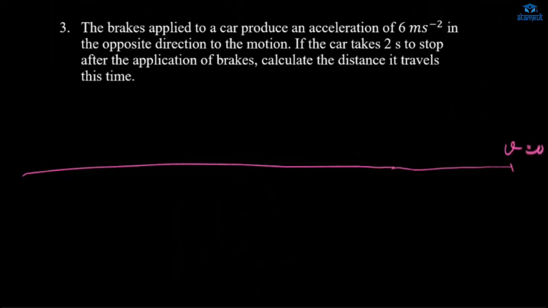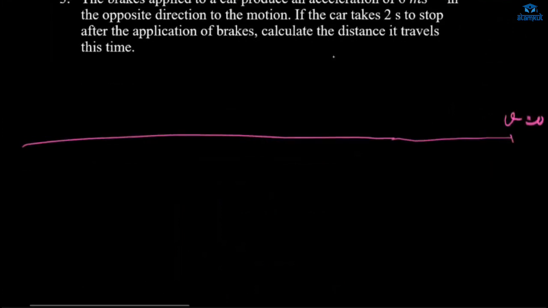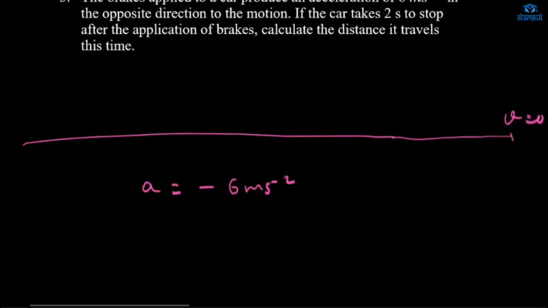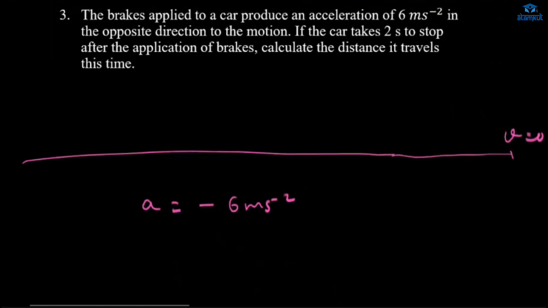Final velocity 0 हो जाएगी. Okay, तो देखो, brakes applied to a car produces an acceleration of 6 meter per second in opposite direction. Opposite direction means a will be taken as minus 6 meter per second square. It will be in negative. Brake apply हुआ है तो negative acceleration लगना शुरू हो जाएगा. To the motion, if the car takes 2 seconds to stop.